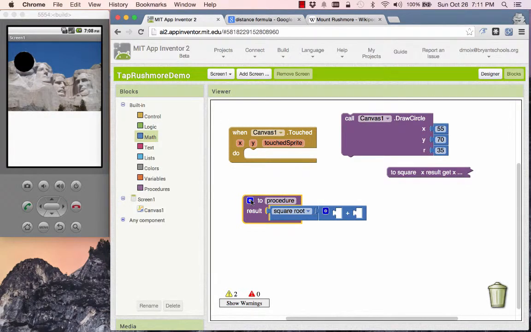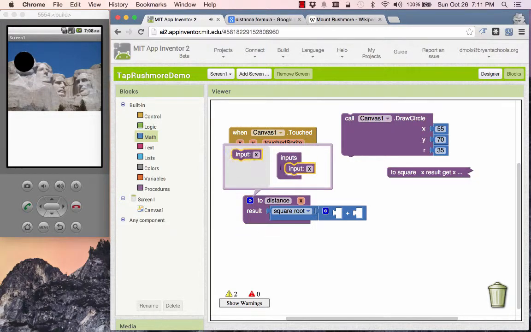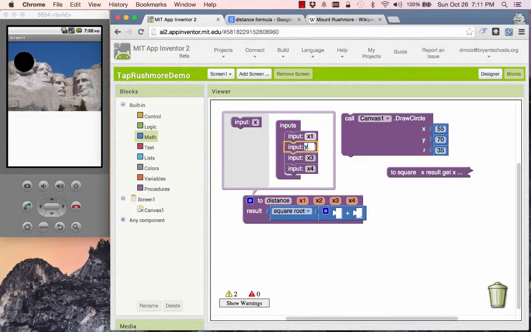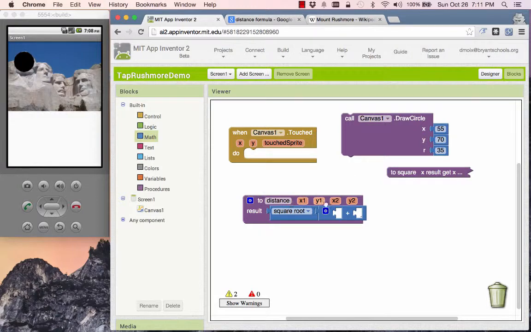Well, what is this x and y thing? So we're going to be trying to find the distance. So let's name our procedure distance. And then we need to add some of these values. We're going to have 4 of them. So we're going to have x1, y1, x2, and y2. So now we have our inputs for this distance formula. Now we can talk about them.